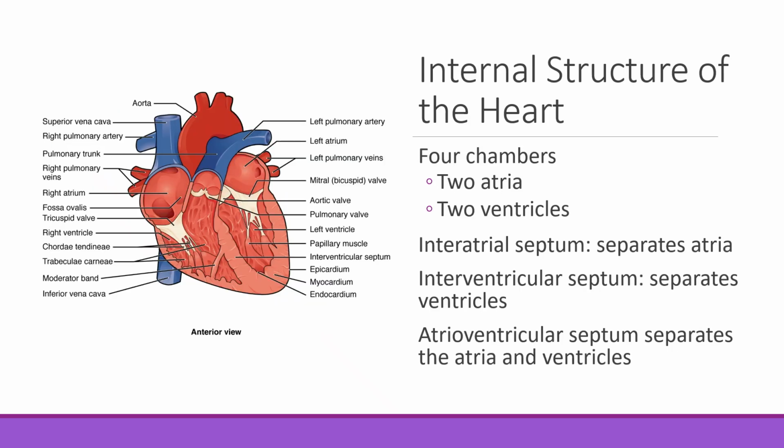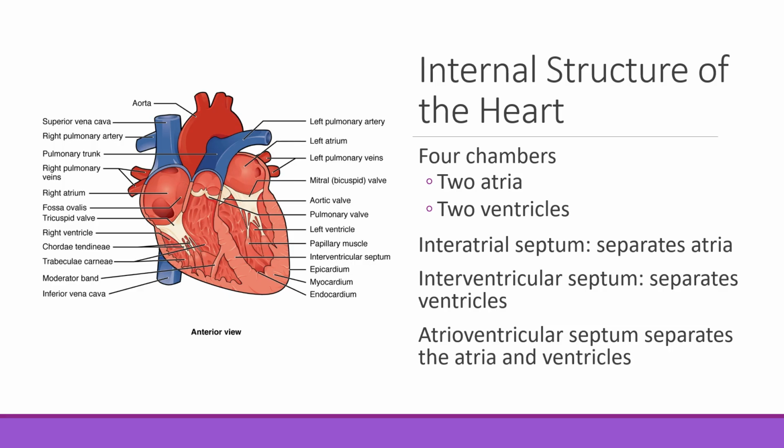I already mentioned that you've got 4 chambers, 2 atria and 2 ventricles. What's separating those? You have an interatrial septum, between the 2 atria. You have an interventricular septum, which means between the 2 ventricles. And then you have an atrioventricular septum, which is the entire structure separating both sides.